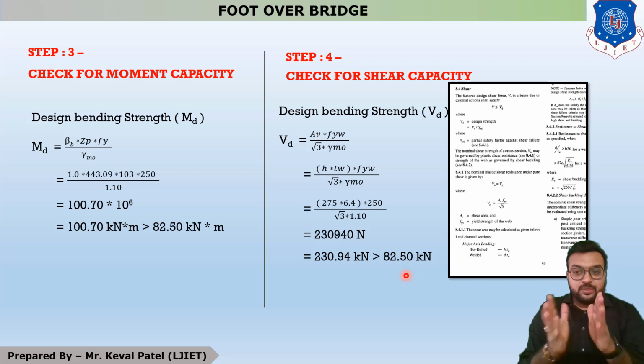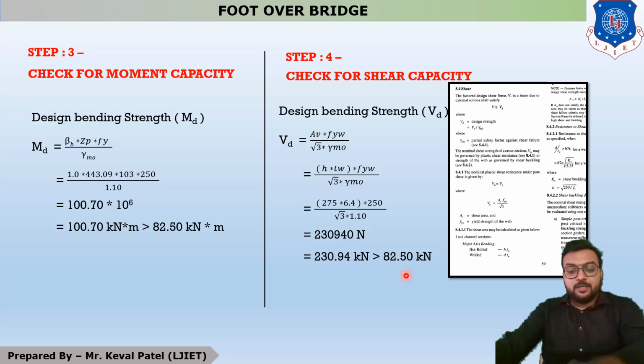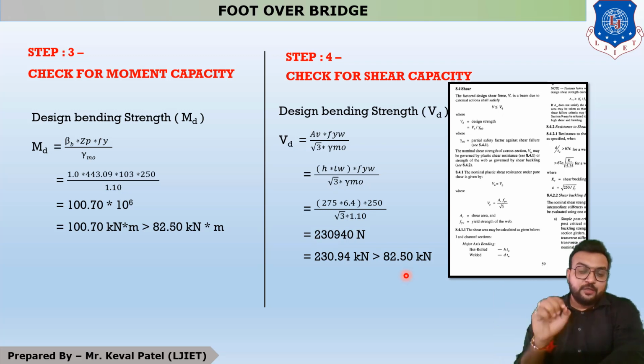So students, whenever in any exam you have to check the design of a cross beam, you have to be clear that the design of the cross beam is completed at the end of step number 4. At the end of step number 2, your design of the cross beam is not completed. After checking the moment capacity and shear capacity, your design of the cross beam has to be completed. So this is the end of the design of the cross beam.